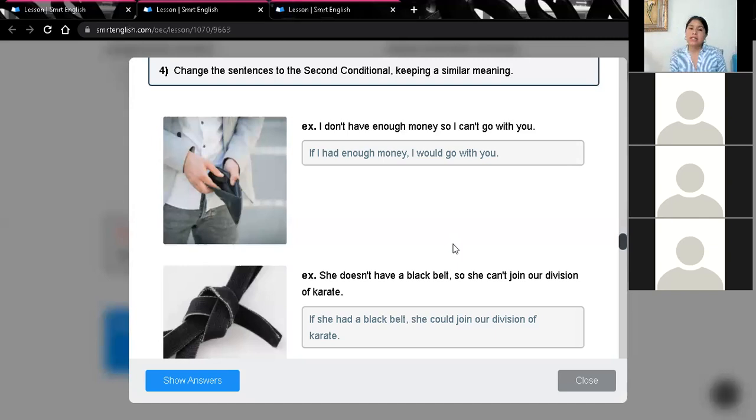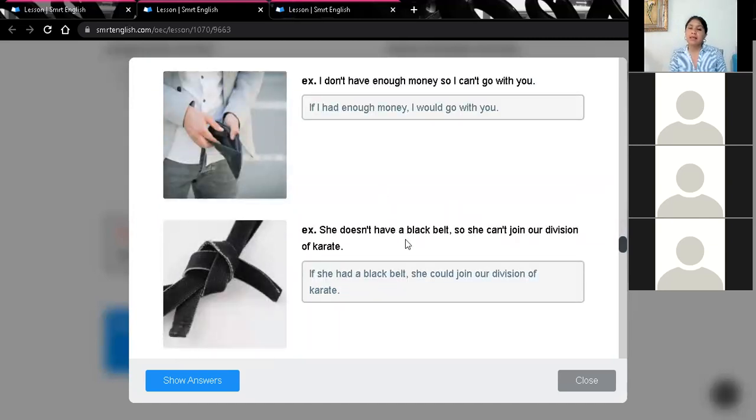Next example, it says, she doesn't have a black belt, so she can't join our division of karate. So here the first part says she doesn't have a black belt. So I will have, if she had a black belt, she could join our division of karate. So instead of can't, I'm going to use the affirmative version in the past tense of can. She could join our division of karate.